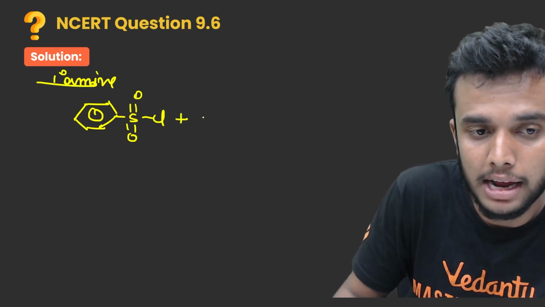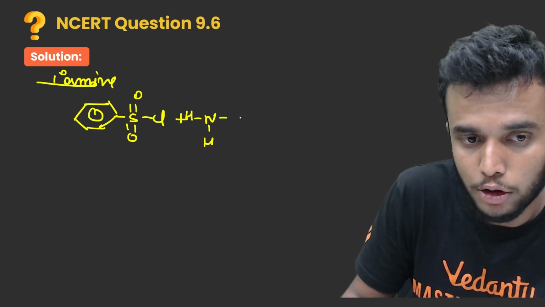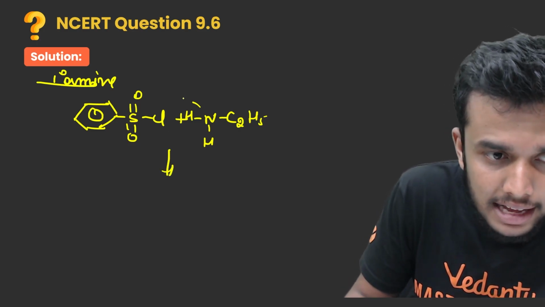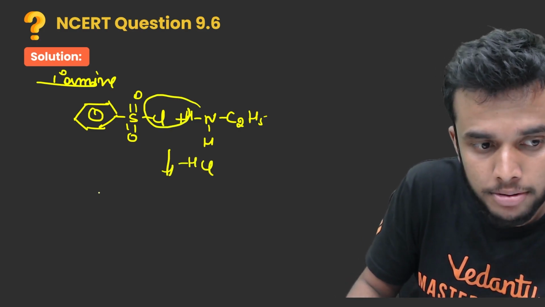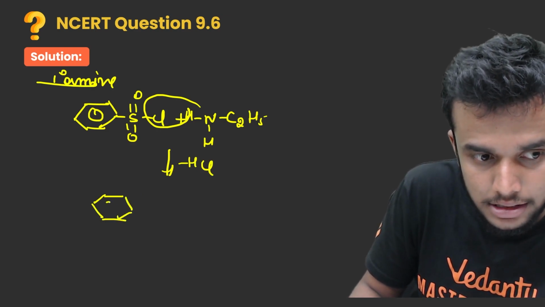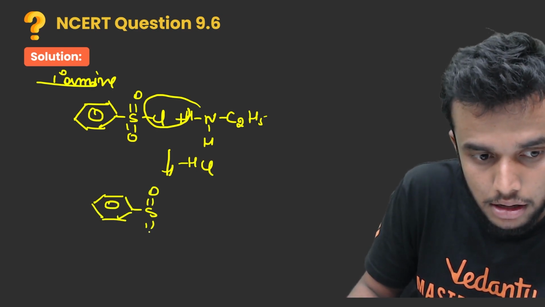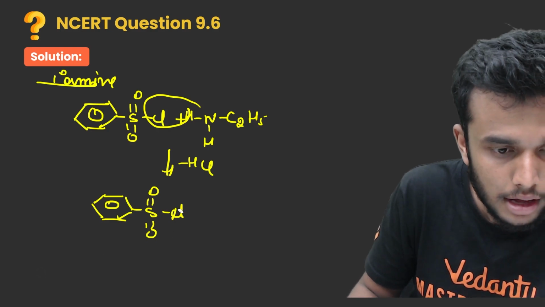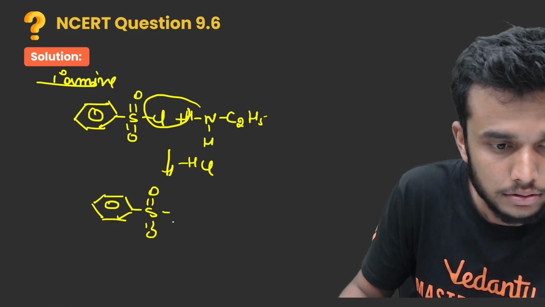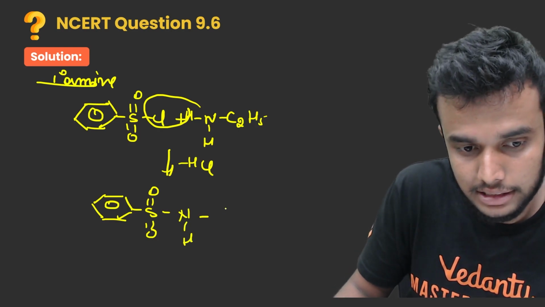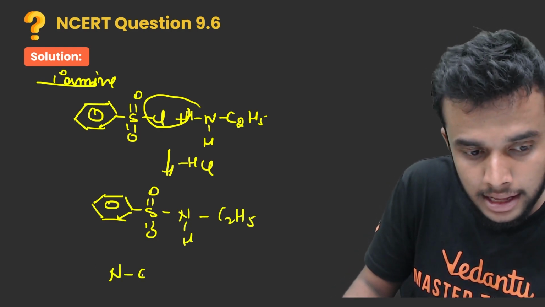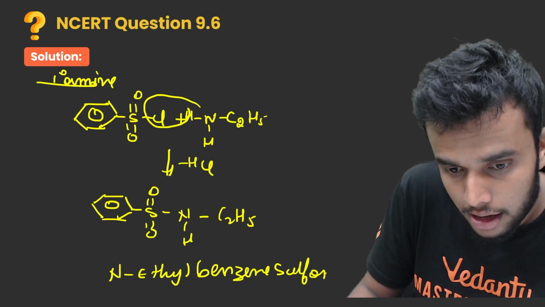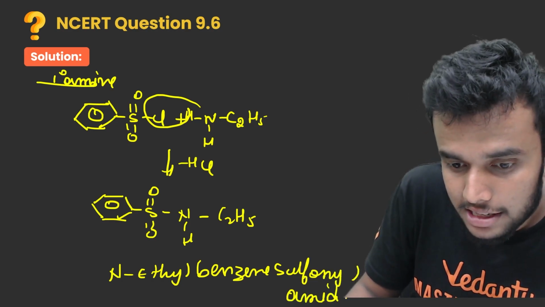If it reacts with a primary amine, one R group is there. For example, here we take the C2H5 ethyl group. What happened? HCl gets eliminated and it forms the condensed product, right? Not Cl here, N is there. N adds C2H5. What is the name of this compound? N-ethyl benzene sulfonamide. It's correct, students.